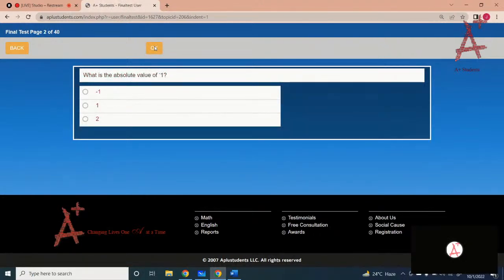Okay. What is the absolute value of negative 1? So the absolute value of negative 1 is 1 because the absolute values of negative numbers are always the positive numbers. Got it? So it is 1. Select the correct option and click on the OK button.